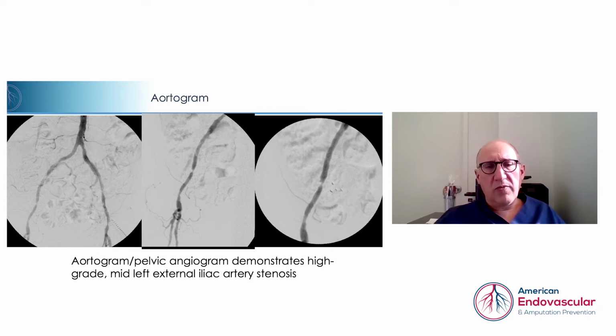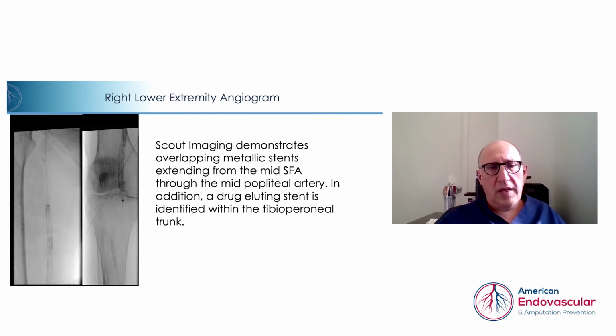This is an aortogram performed via a retrograde left common femoral artery approach, demonstrating patency of the common iliac and external iliac on the right side, but on close-up view, we can see there's a very tight lesion, greater than 95%, within the mid portion of the external iliac artery. Scout images of the right leg demonstrate metallic stents extending from the mid portion of the superficial femoral artery through the mid portion of the popliteal artery. And also we see what was presumed to be a drug-eluting stent within the tibioperoneal trunk.